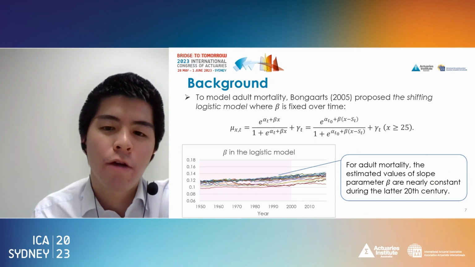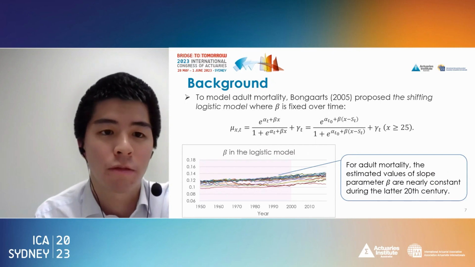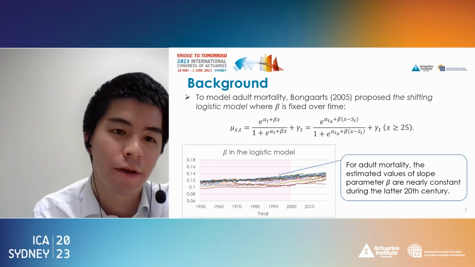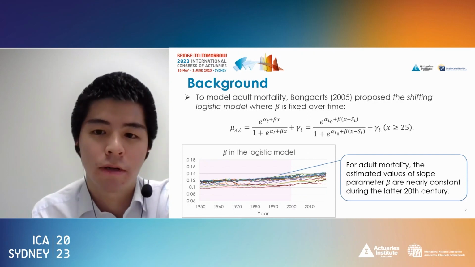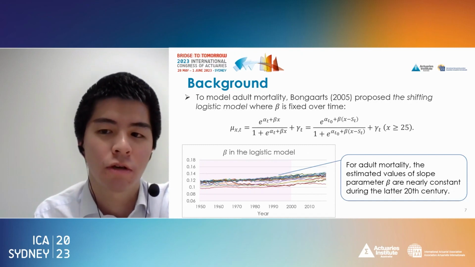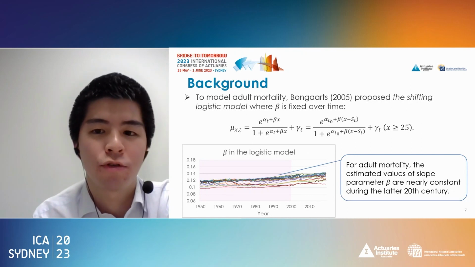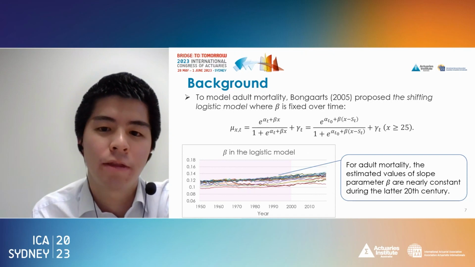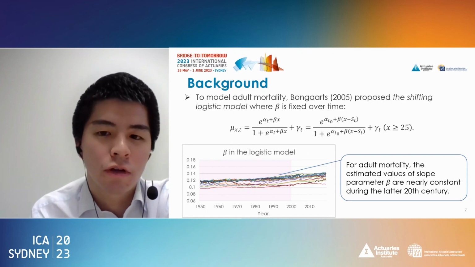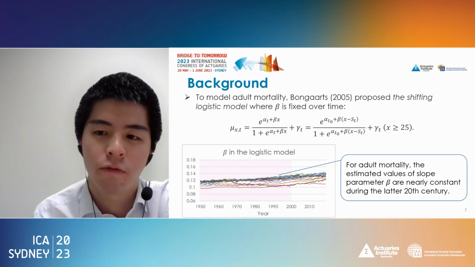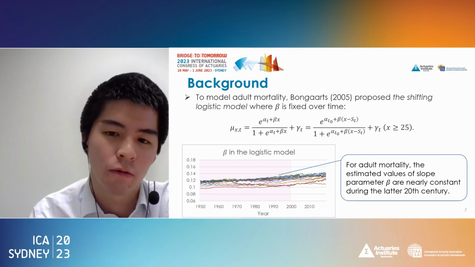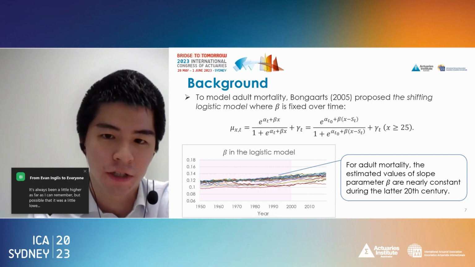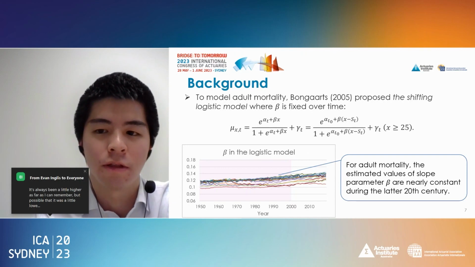Next, I will introduce previous research which proposed a mathematical model focusing on the shift of mortality as seen now. Bongaarts found out that the slope parameter of the logistic model for adult mortality, denoted as beta, was nearly constant during the 20th century. Then he proposed the logistic model with fixed beta. In the shifting logistic model, the improvement of adult mortality from a specific year is expressed solely by the shift of the curve to higher ages. In other words, the increase in alpha t or S t in the formula.